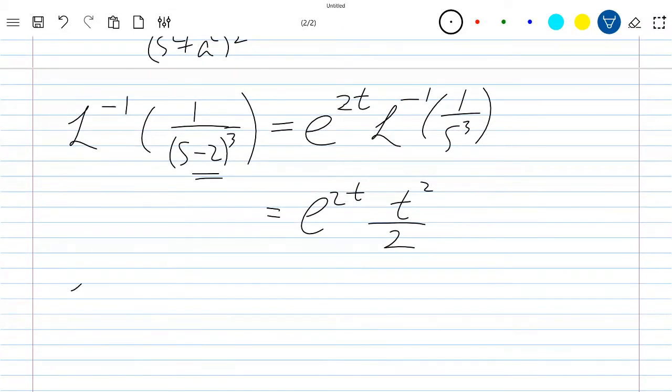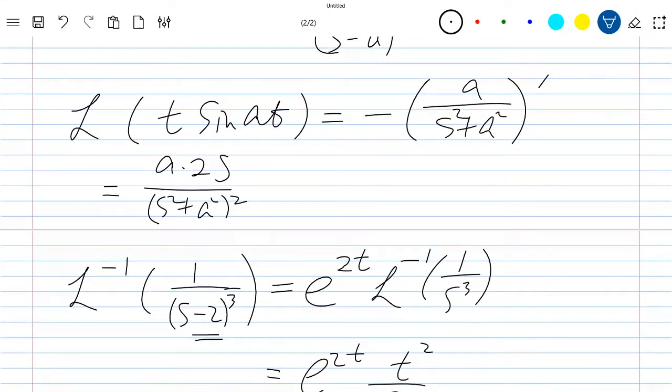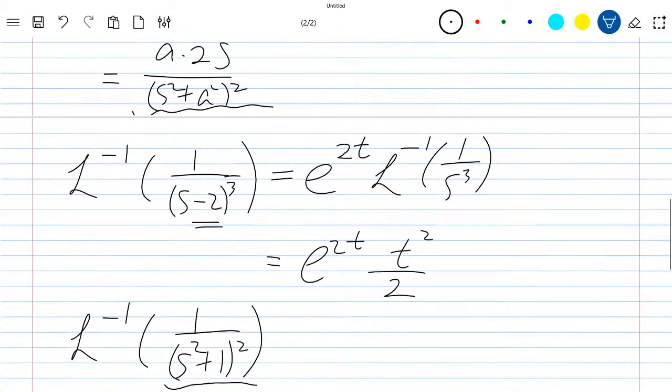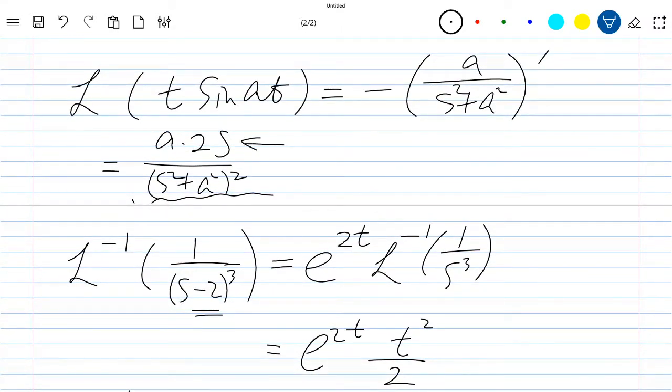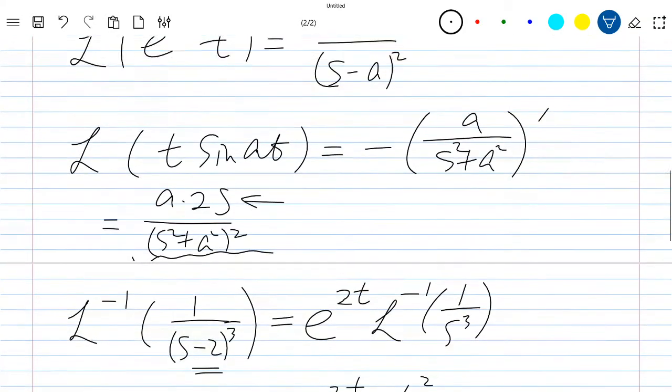Right? Now let's look at the harder problem. What if you have 1 over (s squared plus 1) squared? Well, if you don't have the square, then we know the answer is sine t. But with the square, we don't have that in our list, but we have something similar. Look at this one. You have (s squared plus a squared) squared, just like this, right? Except the numerator has s here, but it has no s there. So maybe sine does not give you what you want.